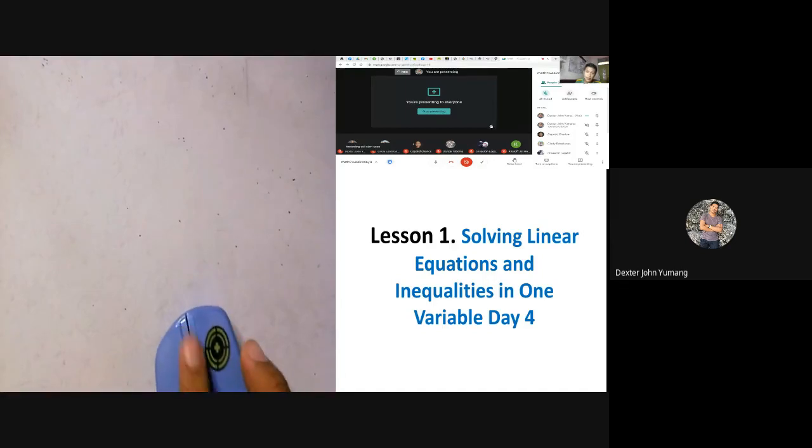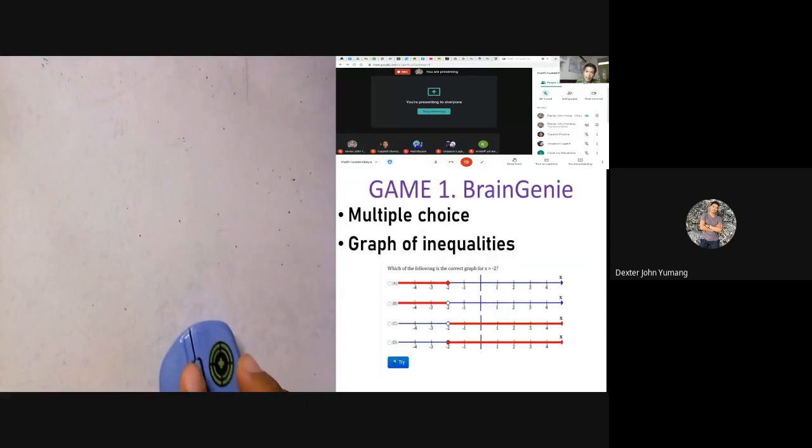Okay? So let's go now to our day number 4 of our lesson in solving linear equations and inequalities in one variable, day number 4. So to begin with, we will have a game. So our game is called the multiple choice graph of inequalities.